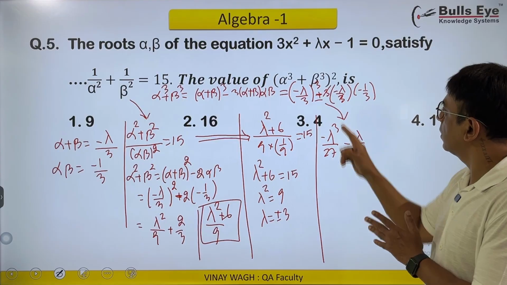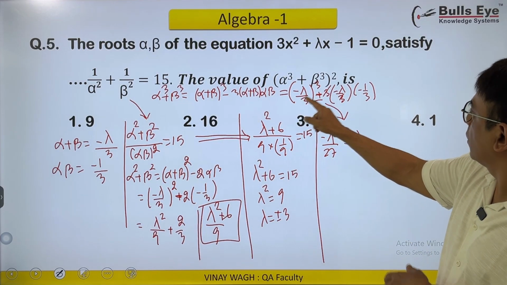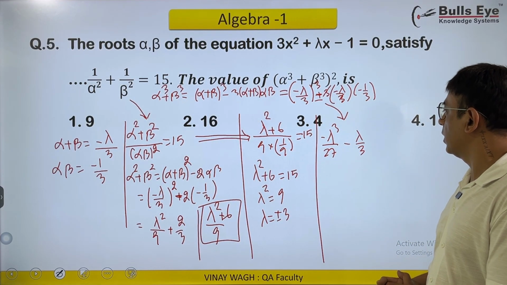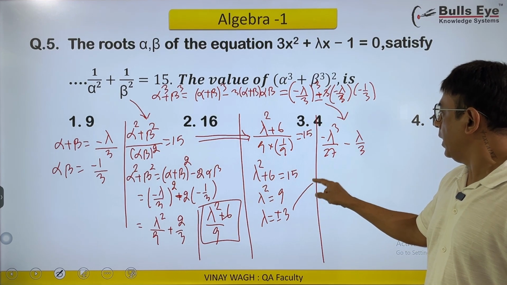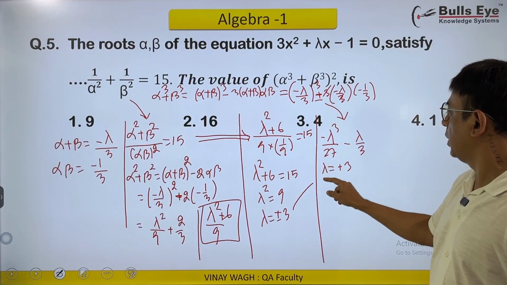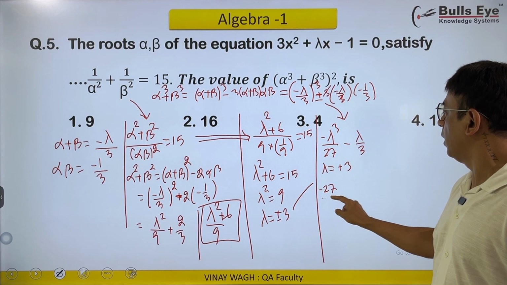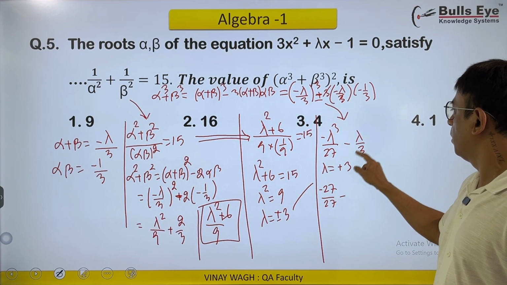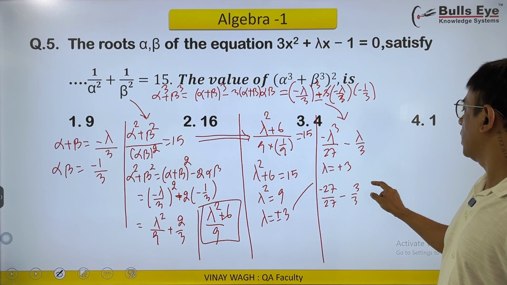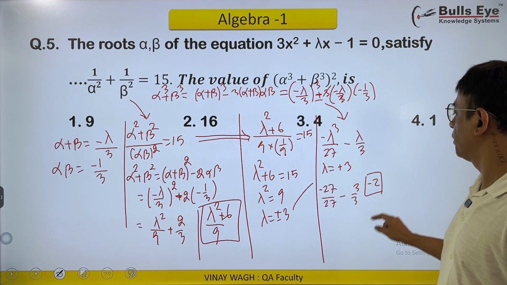Let me just check this. Minus is all right. This minus is all right. Minus minus plus, I think I'm okay with this. So if I take this as plus 3, then 3 cube is 27 divided by 27, plus 3 is being taken. So this is minus 1 and minus 1. I get this as minus 2.